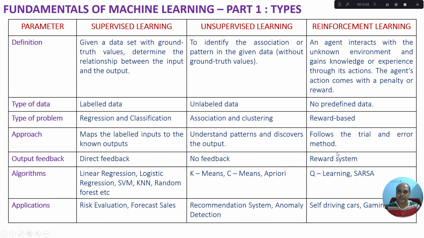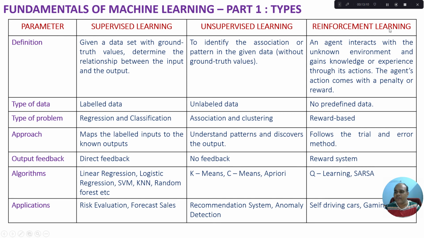In the past action, whether it has resulted in a reward or in a penalty, based upon that experience, a new action will be taken. There are different types of algorithms in supervised learning: linear regression, logistic regression, support vector machine, k-nearest neighbor, random forest, decision tree, naive Bayes, etc. In case of unsupervised learning, we have the k-means clustering algorithm, c-means clustering algorithm, Apriori association rule, etc.